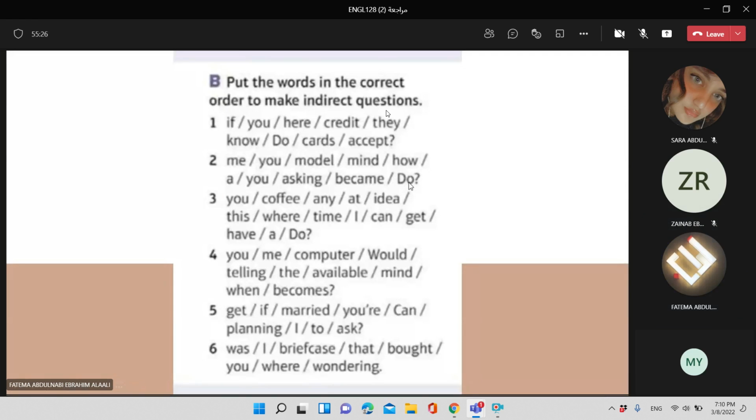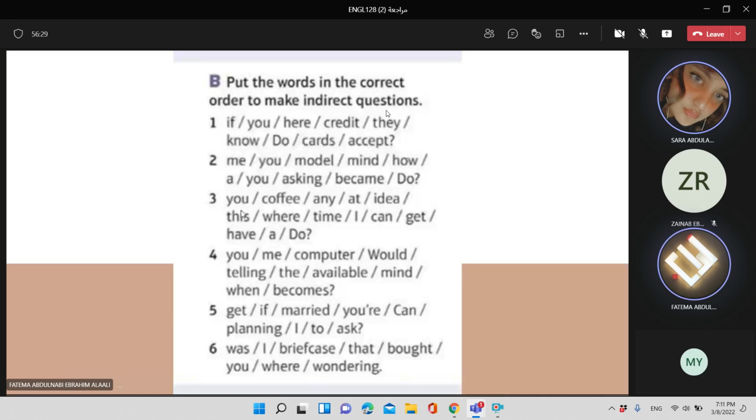So number 2, do you mind asking you how to become a model? How to become a model. Did we use "how"? No, we didn't use it. Yes, we didn't use it, right.